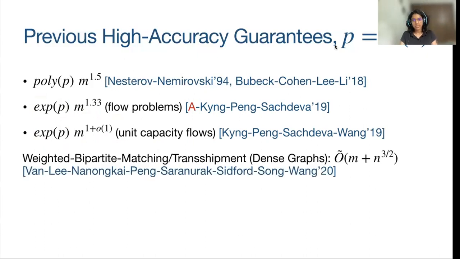For other problems such as transshipment, which if you recall is the weighted L1 norm minimization for flow problems, for dense graphs, a bunch of authors recently gave an algorithm that's almost linear time, but is still restricted by the square root m iterations of interior point methods.